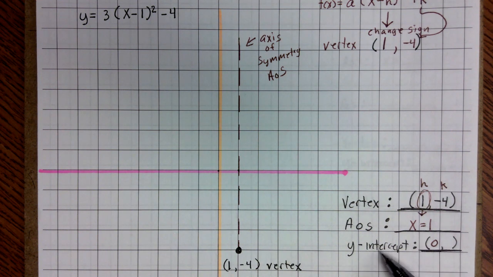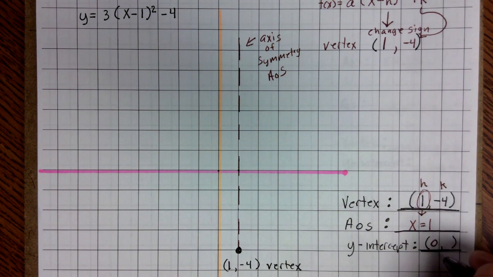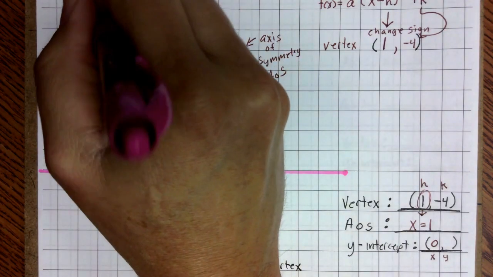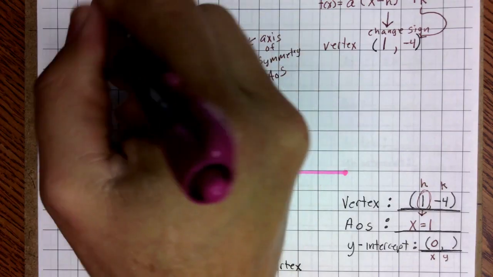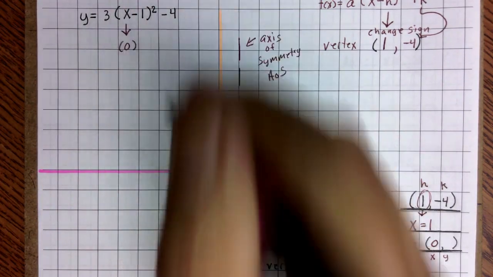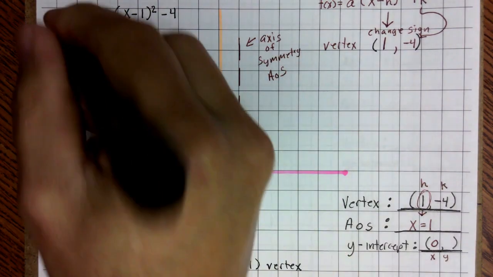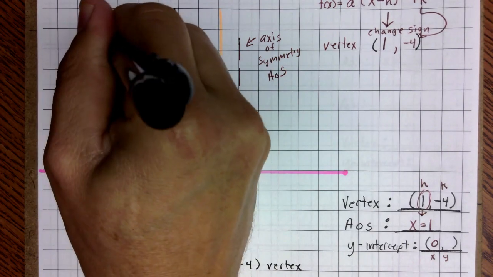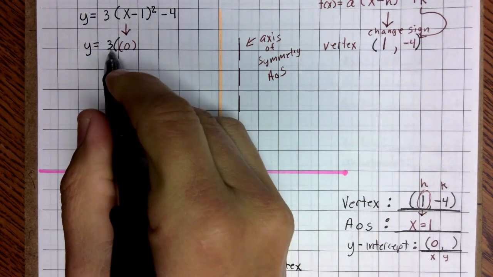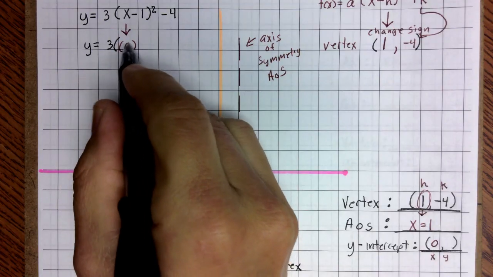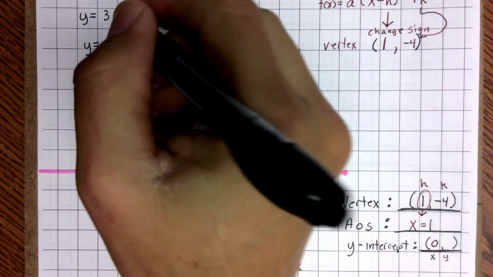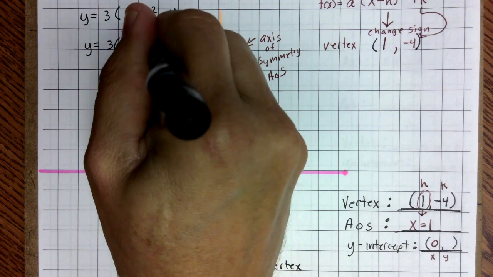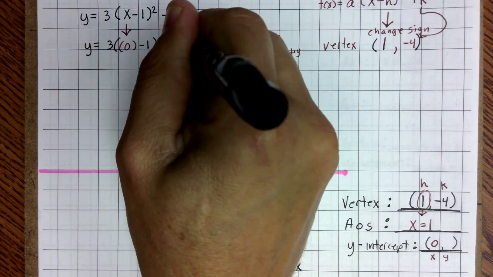I told you that I know that when I have a y-intercept, my x value, and I'm just going to put an x underneath it, that's my x value. This is my y value in my ordered pair. But I notice that x is always 0 where it crosses y. So I'm going to go over here to this x and replace it with a 0 in parentheses. So I'm going to rewrite this now. This is y is equal to 3 times (0, my x value because we're looking for the y-intercept, minus 1) squared minus 4.